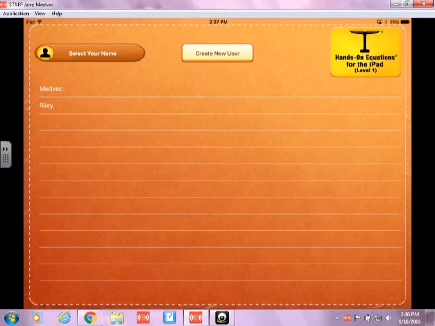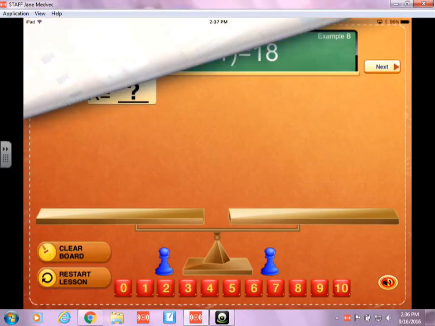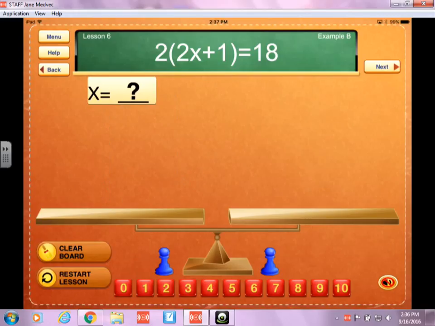Again, this is lesson 6. All right, and it looks like... Did it freeze on me? Thank you. There we go. It looks like that. So I want you to write that down in your notes. I don't want you to distribute anything, so we're going to do it differently. Okay, so I've got a 2, and then a parenthesis, and then 2x plus 1 in parentheses equals 18.